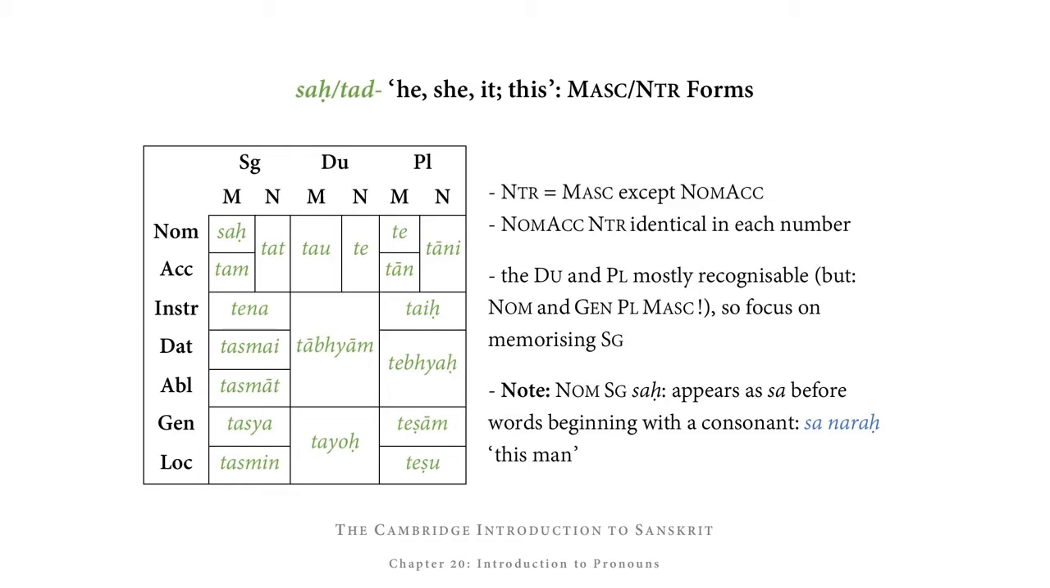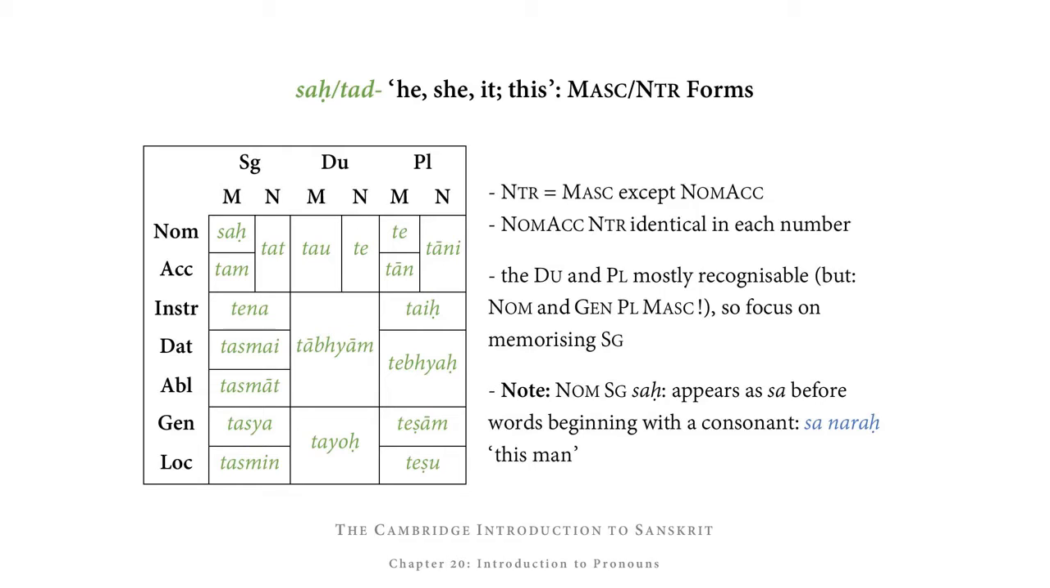Then in the instrumental, we have an ending that's again just like naraḥ. But then in the dative, we have a slightly different stem, namely not just t, but tasm. And then we have an ending ai that is different from what we've encountered in most forms so far. Then in the ablative, we have an ending āt that we know from, for example, short a stems. But again, we have this slightly extended stem, so tasm. Then in the genitive, we have an ending that we know, for example, from narasya. But then in the locative, we have an ending that is completely unknown, at least on the basis of what we've seen so far in noun stems.